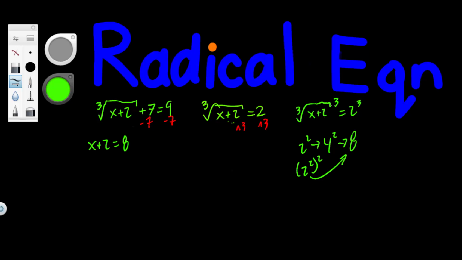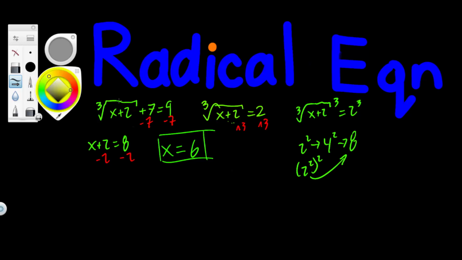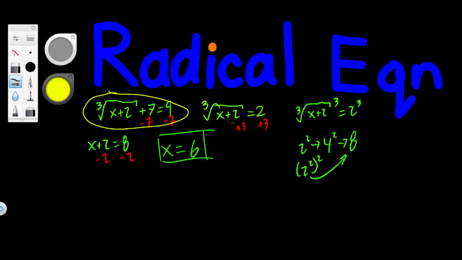So again, to get rid of the cube root, we cube each side. We take each side to the power of 3. Now we have x plus 2 equals 8. And hopefully you will know to finish isolating x, we subtract 2 from both sides. We end up with x equals 6. So the answer to this radical equation is x equals 6.